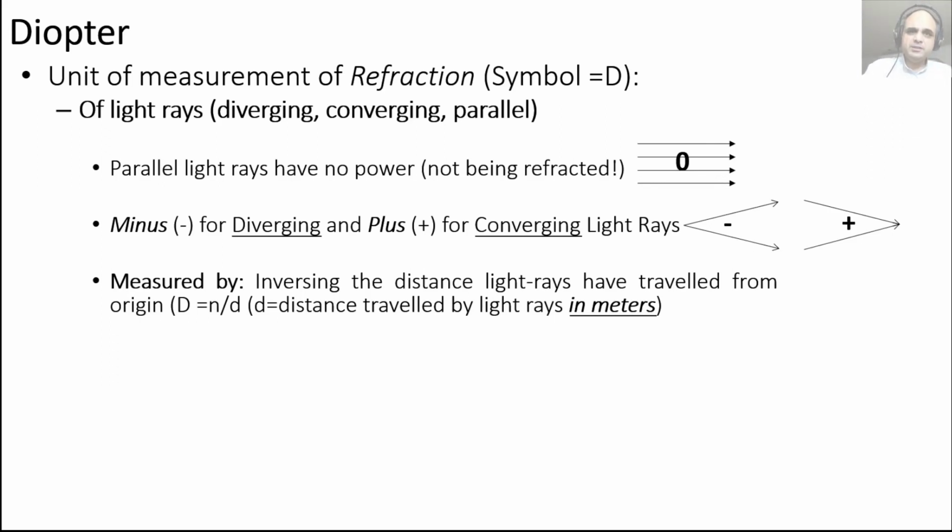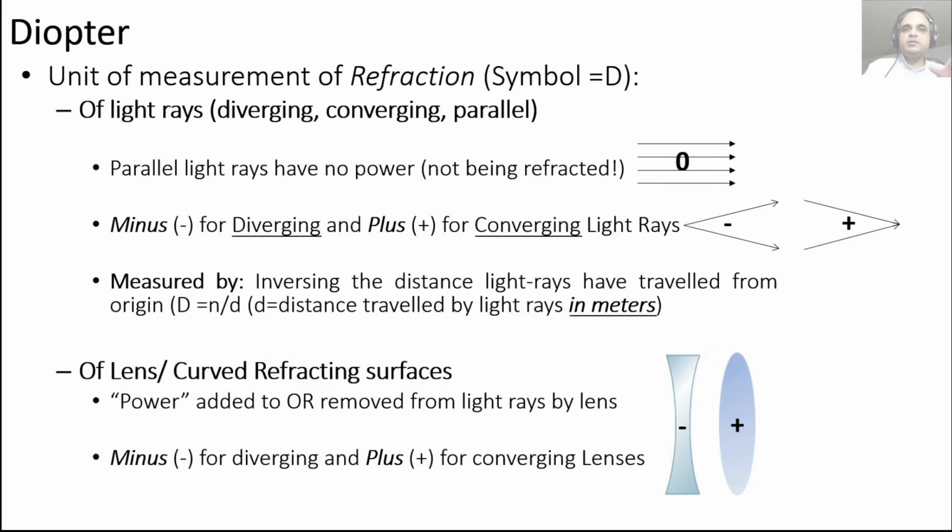But how do we measure this power? Simply by inversing the distance that these light rays have traveled. And the numerator, the thing that we put on top of our equation, is going to be the refractive index of the medium. Since most of the time we are surrounded by air, thank God for that, and air has a refractive index of 1, it's simply inversing the distance that these light rays have traveled, and obviously we are measuring these things in meters. We'll do a little question to elucidate all of this.